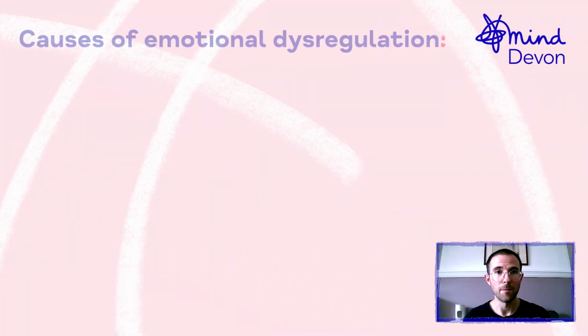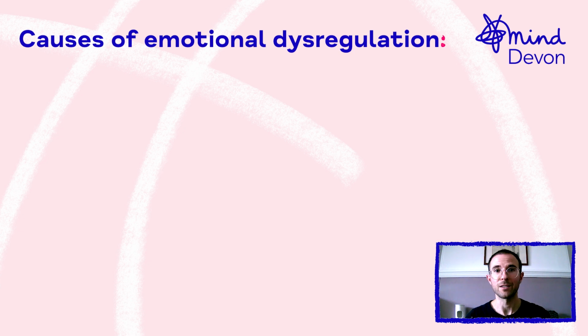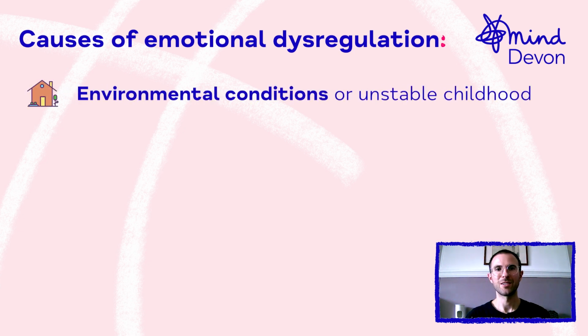What are some of the possible causes that may lead to an individual having difficulty in regulating their emotions? Emotional dysregulation can have various underlying causes and often results from a complex interplay of genetic, environmental, and psychological factors. Some of the suspected causes and contributing factors include environmental conditions. A challenging or unstable environment during childhood, including inconsistent caregiving or a lack of emotional support, can contribute to emotional dysregulation. Growing up in a household with unpredictable or chaotic dynamics may increase the risk.